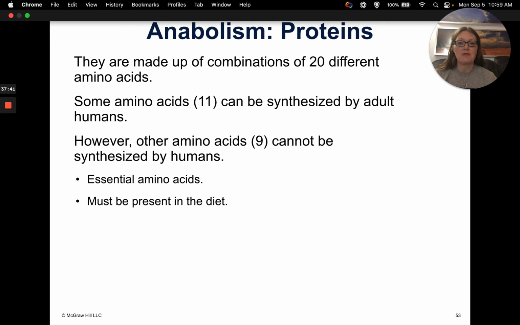Proteins are made up of a combination of 20 different amino acids. We'll get into that more in a different unit. Some amino acids can be synthesized by adult humans. However, other amino acids cannot be synthesized by humans. So there are some that are essential and must be present in the diet, and that's why it's important to monitor and make sure you have a healthy diet, so you're getting these essential amino acids. If you don't have the right amino acids, then your body can't make the right proteins.